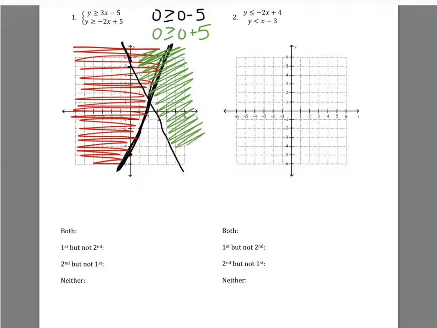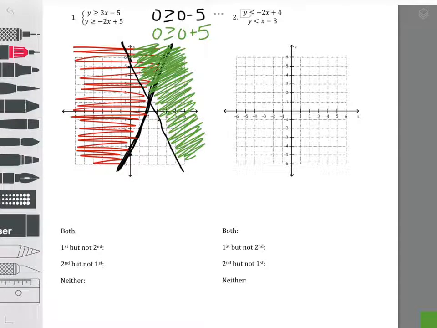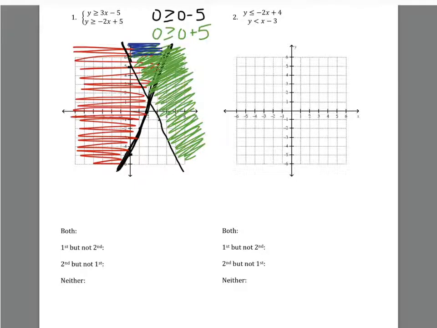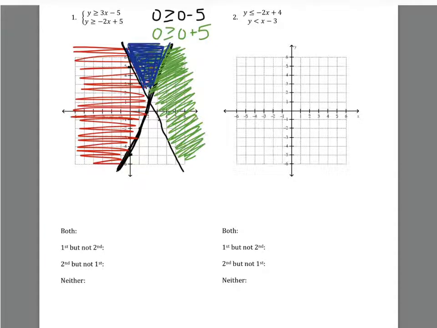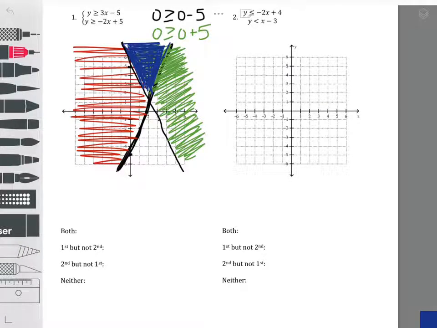Have you seen which region is being shaded twice? I'm trying to emphasize which region was being shaded twice. For this one, I'm going to shade it twice using a different color. Do you see that this region is being shaded twice? That's going to be our solution set, solution region. And that's the final answer. But remember, I asked you to test the points to make sure that the solution is indeed inside.